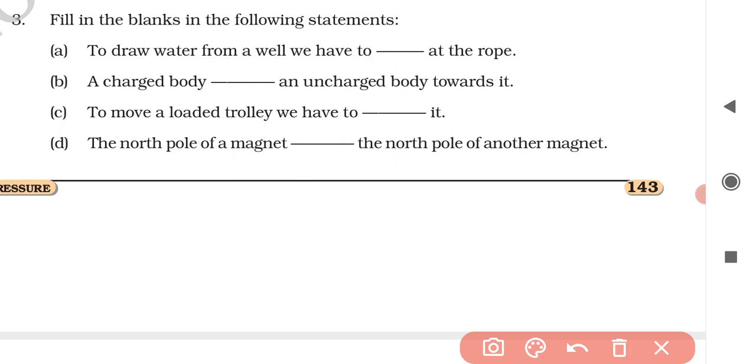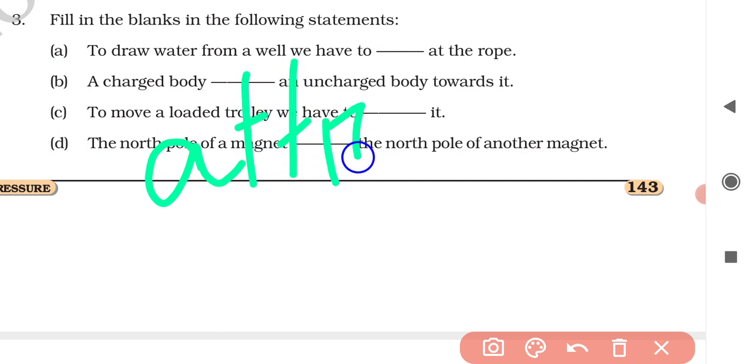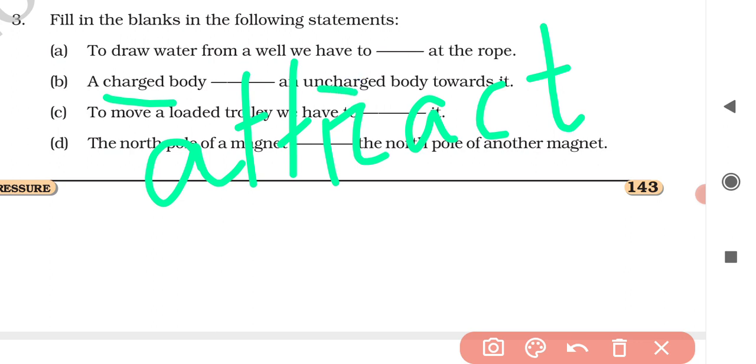Okay, next one, B. A charged body dash an uncharged body towards it. What will it do? A charged body will attract an uncharged body towards it. Okay, you know that like charges repel each other and unlike charges attract each other, right? So one of the bodies is charged and the other body is uncharged. So a charged body will attract the uncharged body towards it.